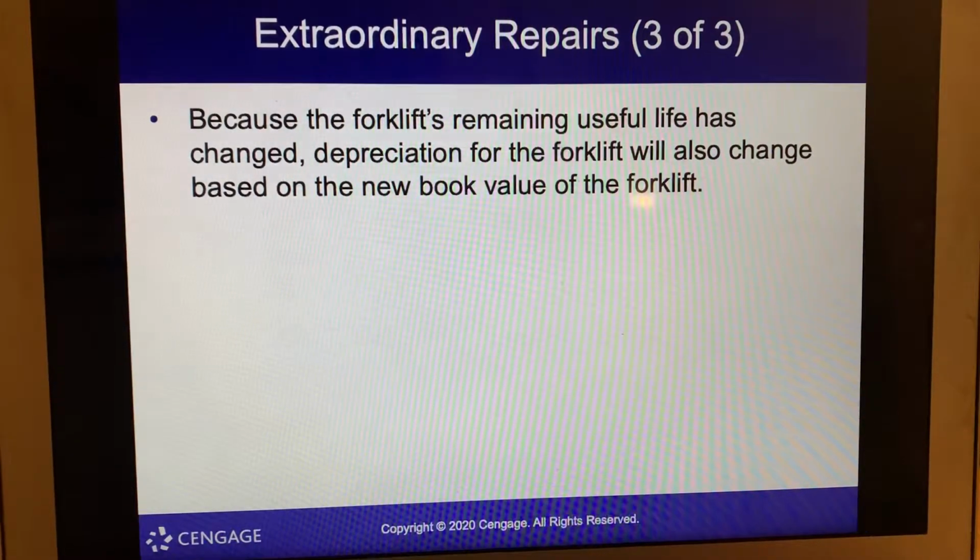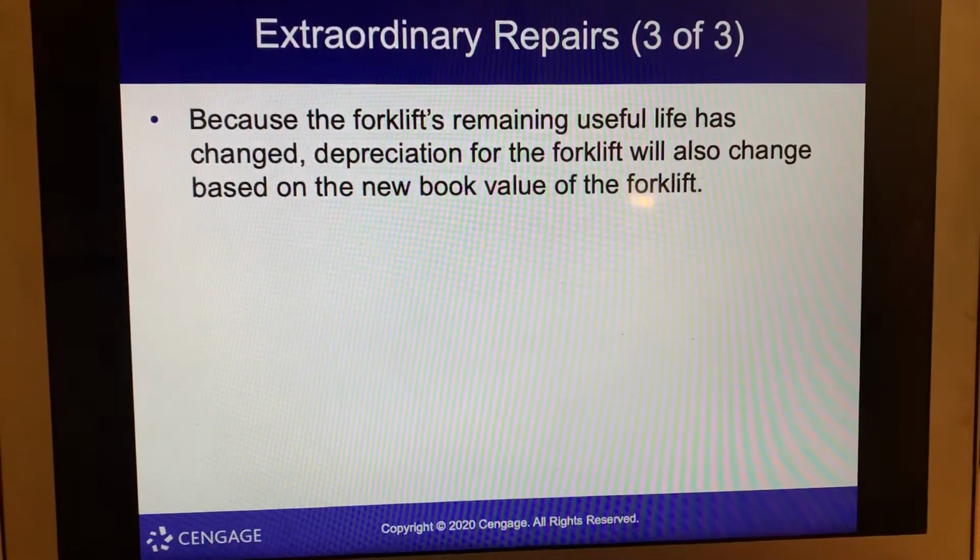Let's see, because the forklift remaining useful life has changed, depreciation for the forklift will also change based on the new book value of the forklift.